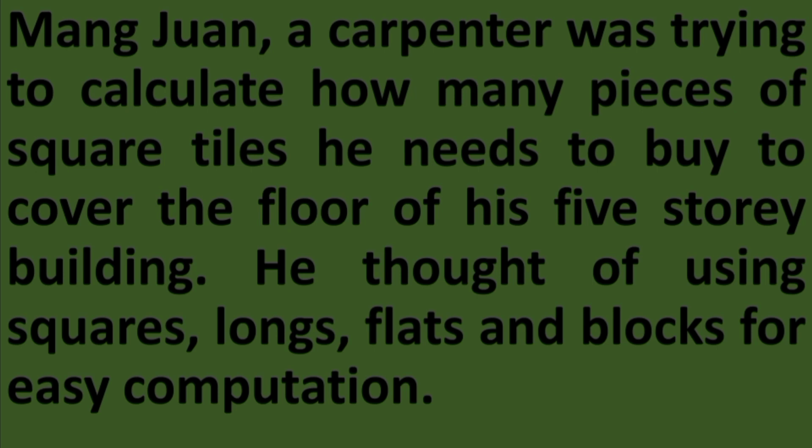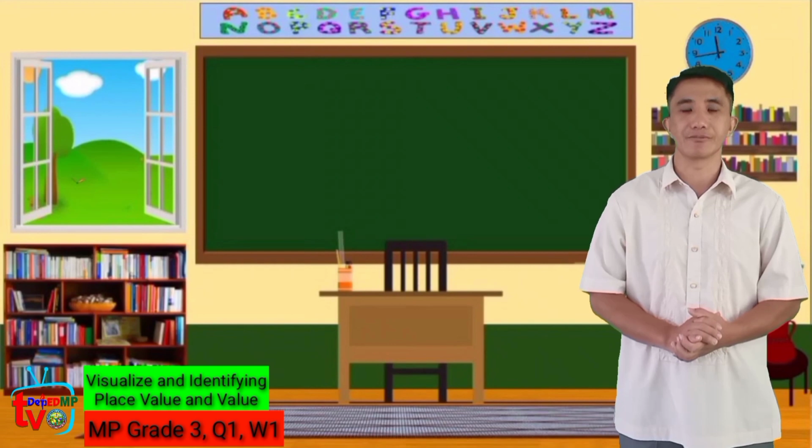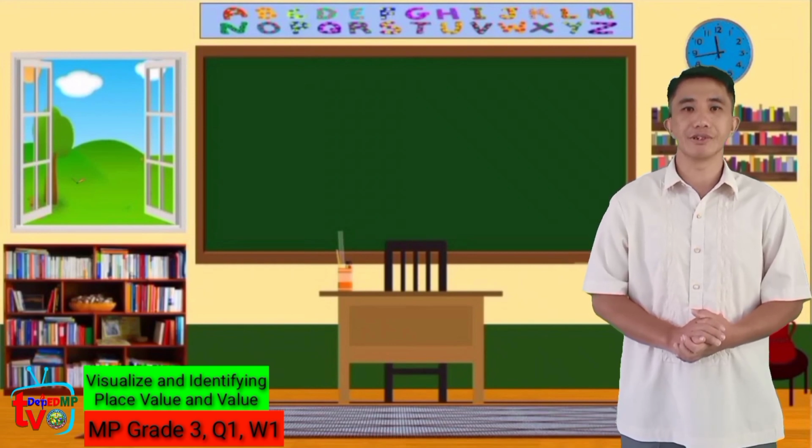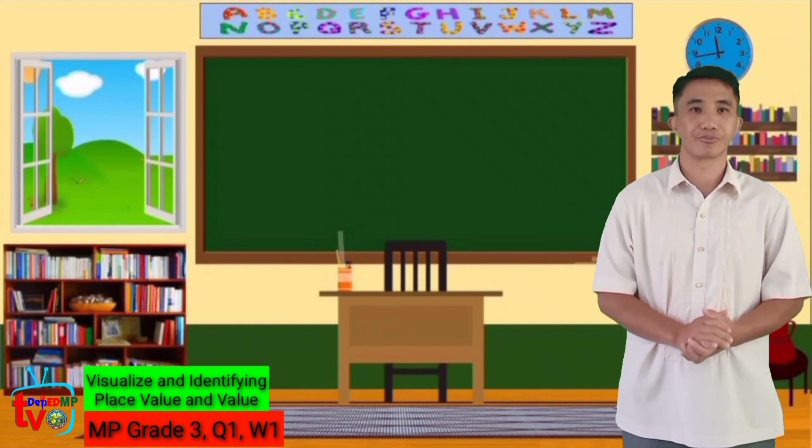It says here that Month 1, a carpenter was trying to calculate how many pieces of square tiles he needs to buy to cover the floor of his 5-story building. He thought of using squares, longs, flats, and blocks for easy computation. How did he do it? Take a look on this illustration.